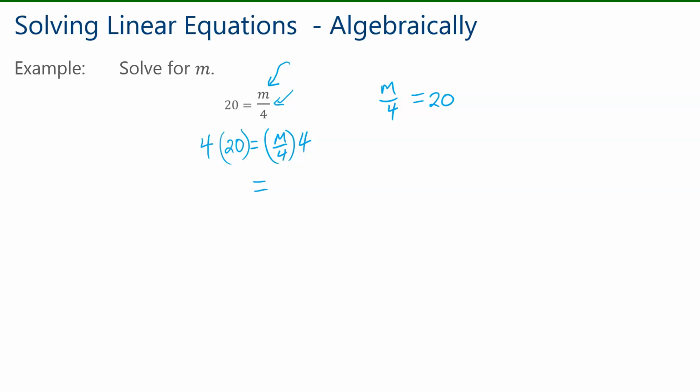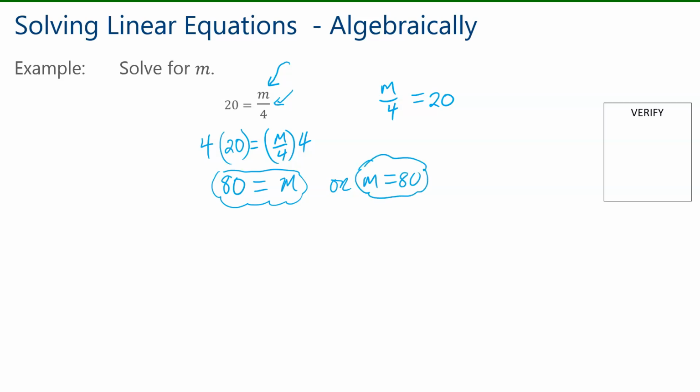Whatever I do to one side, I do to the other. If I look at the right-hand side first, where my variable is located, and I go 4 times m divided by 4, that just leaves me with 1m. 4 times 20, that will give me 80. M equals 80, or if you want to put the variable on the left, m equals 80. All good. Let's verify. 20 equals m divided by 4. In place of the m, we have 80. And 80 divided by 4 is indeed 20.